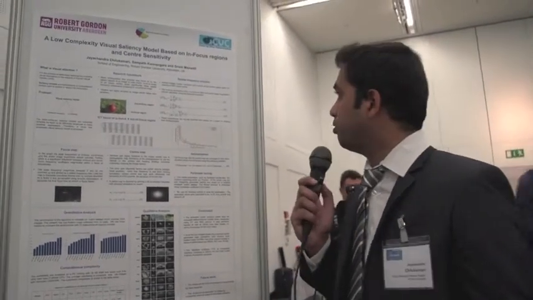So what is the problem here? For the existing visual saliency models, there are two important characteristics. One is the prediction accuracy and another is the complexity. The state-of-the-art saliency models are extremely complex for them to be efficiently employed in many practical applications. Therefore, we propose a novel visual saliency model based on in-focus regions and center sensitivity.